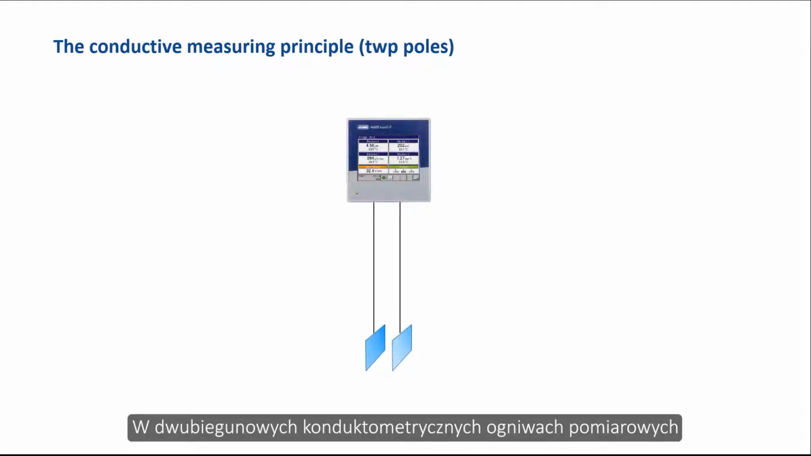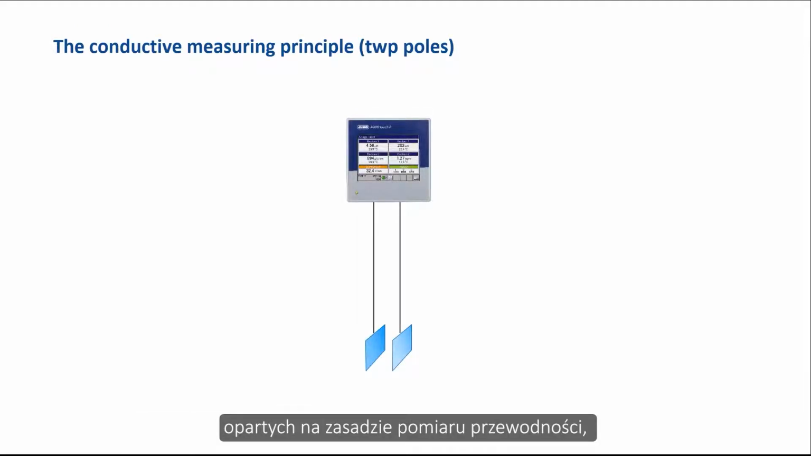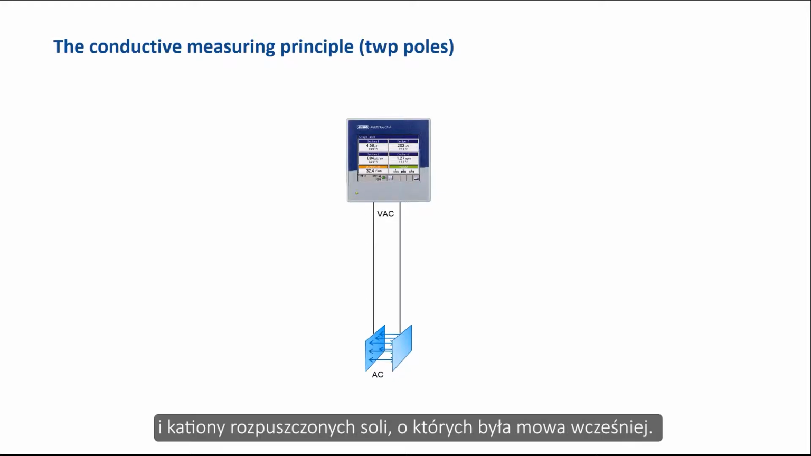In two-pole conductivity measuring cells, based on the conductive measuring principle, two electrodes are opposite each other. By applying an alternating voltage, a current flow is generated in the measuring medium. The more free charge carriers there are, the higher the measured current will be. The free charge carriers are the anions and cations of the dissolved salts mentioned before.